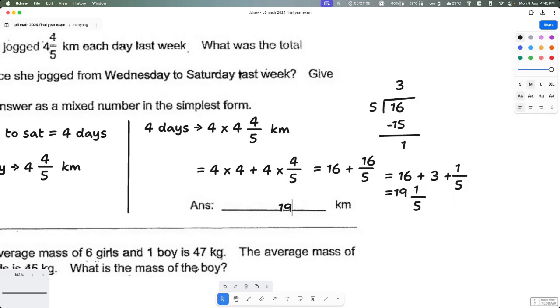Therefore the answer is 3 1/5. Okay, so yep, that's about it.